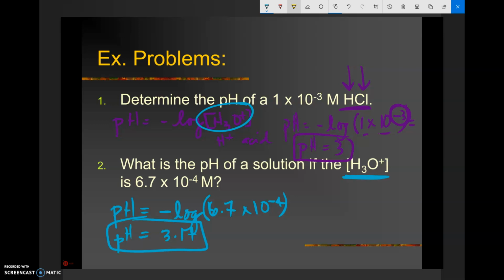Whenever you have numbers like this one, 6.7, or anything that's not a 1, you have to put it into your negative log. You can't just solve for it up here like you did before. Okay, let's look at some other problems.